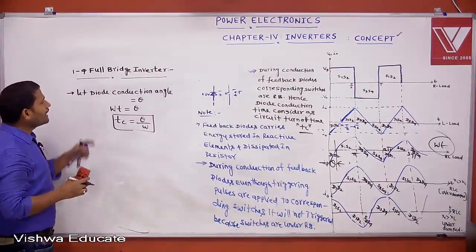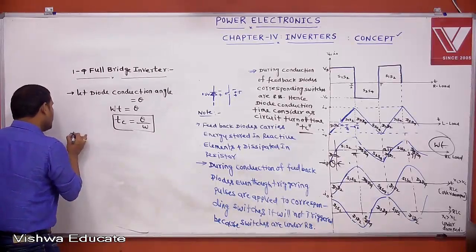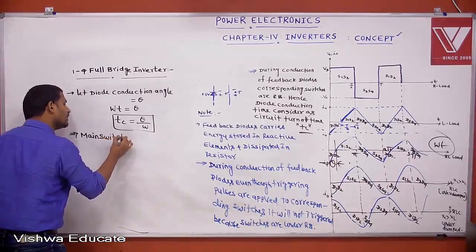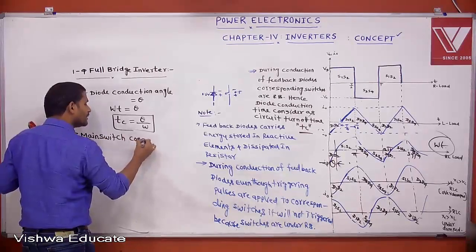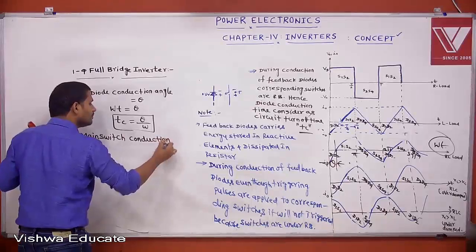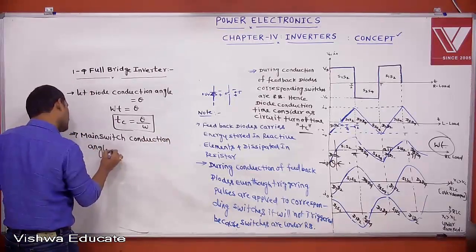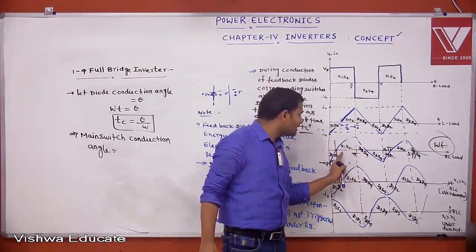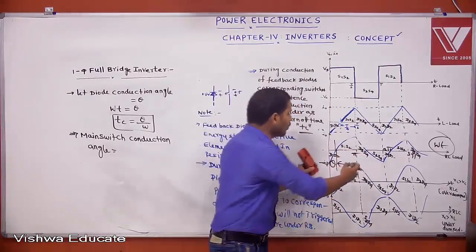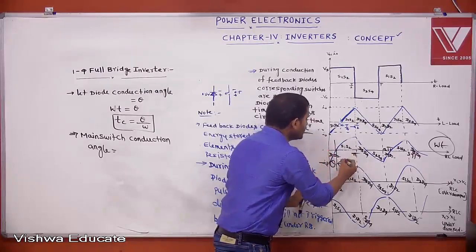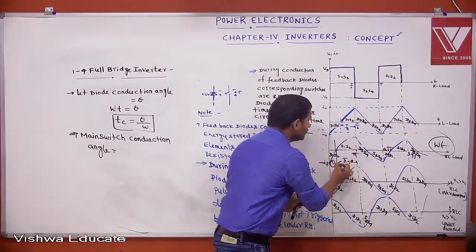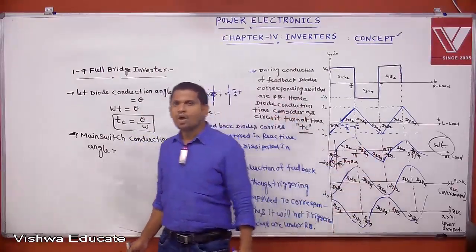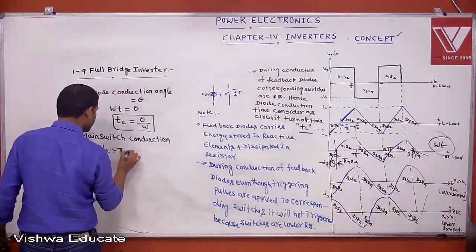If the diode conduction angle is theta, then what is the main switch conduction angle? In one half cycle, this is theta, so the remaining is how much? Pi minus theta. This total is pi. This is theta, so this is pi minus theta. Then the main switch conduction angle, whether S1, S2 or S3, S4, is pi minus theta.